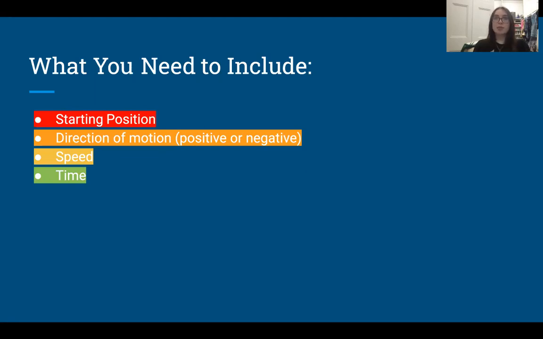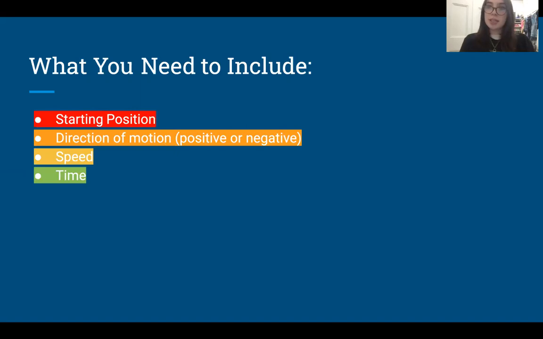Next, you need to identify the direction of motion the object is going in, whether that be positive, negative, or not moving. And that applies for every section of the graph. So each line that you see, you need to identify the direction of motion. You also need to identify the speed at which it is going, so faster, slower, and when you have numbers, you can have a certain miles per second or meters per second. But in our examples, we don't have exact numbers. And last but certainly not least, will be the time, how long it takes to get from point A to point B, from point B to C, C to D, and so on and so forth.